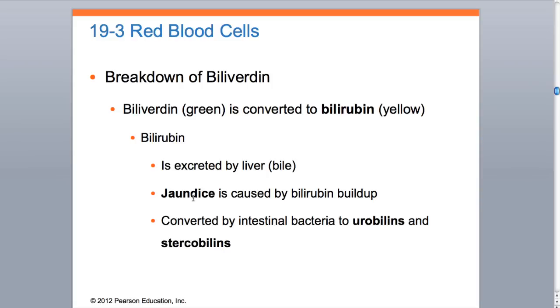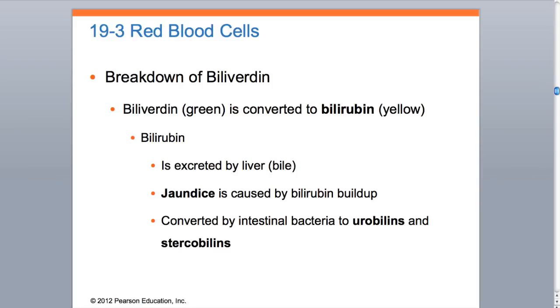And bilirubin is toxic. So what do I need to do? I need to convert this bilirubin and somehow get it outside my body. The way I do that is either through urobilin, which typically goes out into the urine, and stercobilin, which typically goes out of your poop, which is your digestive tract. This is also what gives your poop its typical brownish color. So that yellow-brown color is coming from stercobilins. So that's how we get it out of the body.